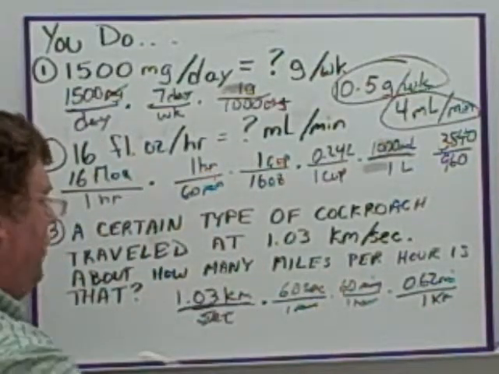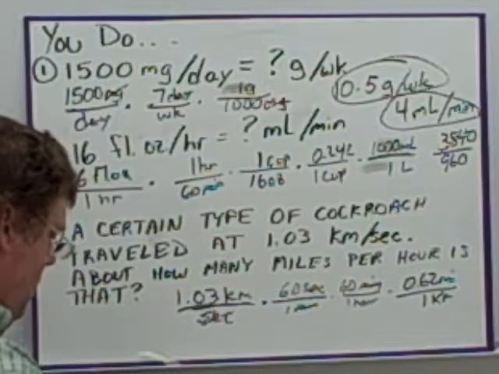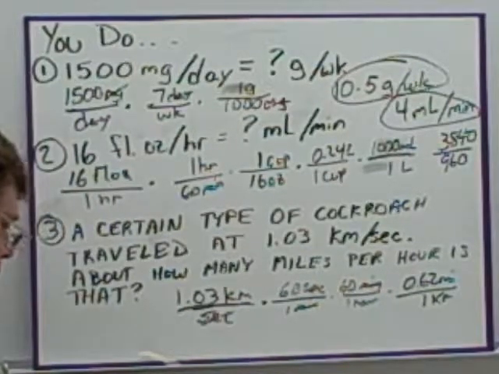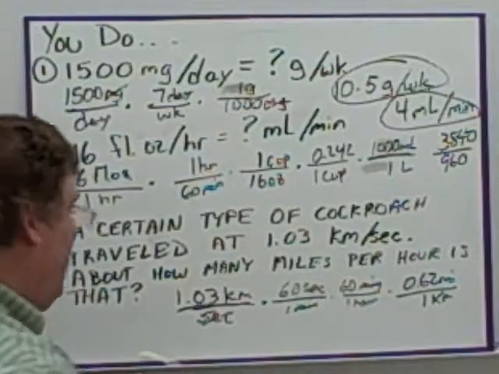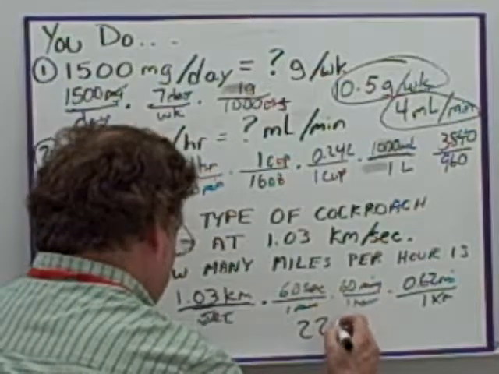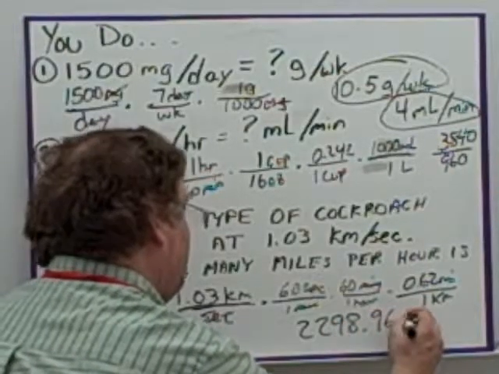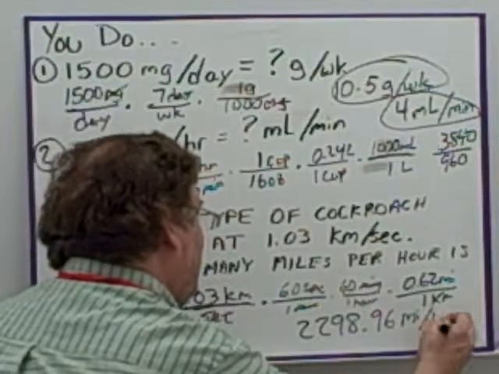Multiply all the tops there. So we're multiplying all of that. We get 1.03 times 60 times 60 times 0.62. I get 2,298.96 miles per hour.